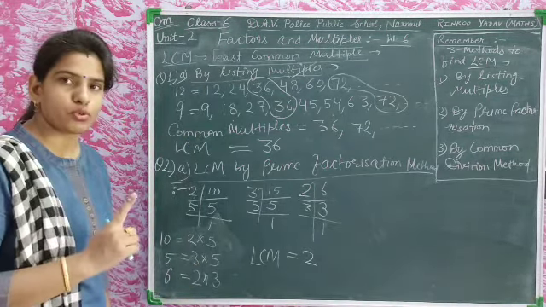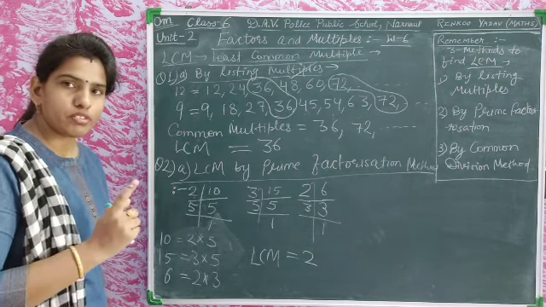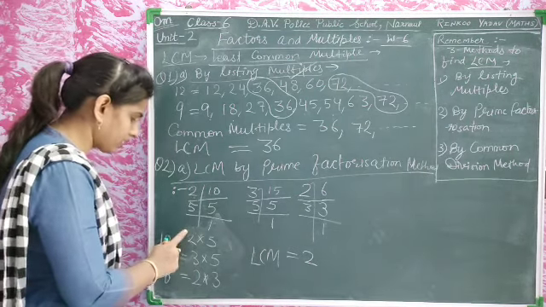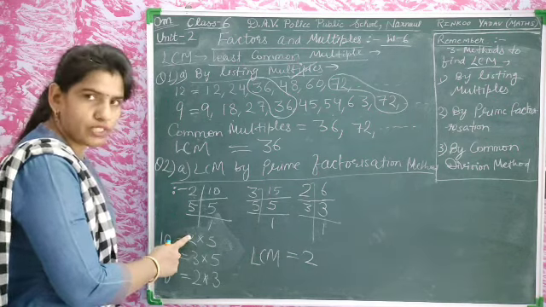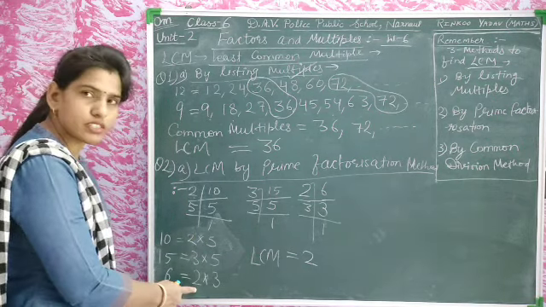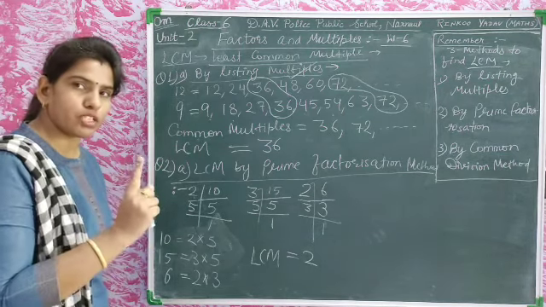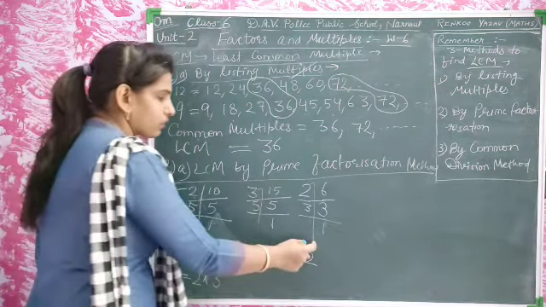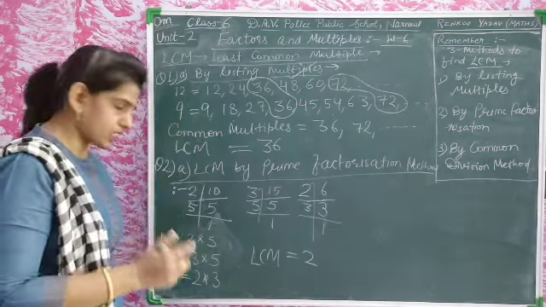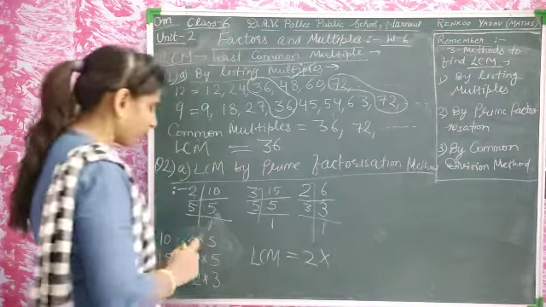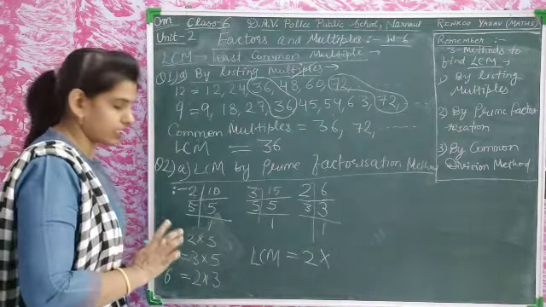Maximum number of times 2 occurs. How many times? Only 1 time. In this 10, only 1 time occurs. In the 6, only 1 time occurs. It means 2 occurs only 1 time. Then 2 is here only 1 time. Is this clear? Maximum number of times the number occurs here.